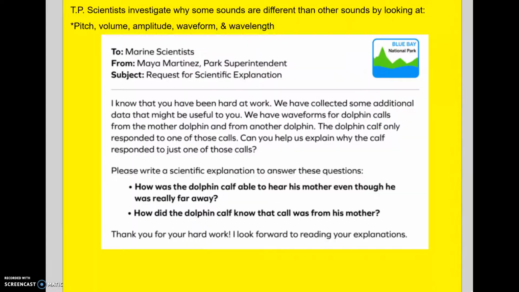It's kind of fun. Now we have another email here from Maya Martinez, the park superintendent. She's collected some extra data that might be helpful to us. They have 3 waveforms for dolphin calls, from a mother dolphin and from another dolphin. Now they saw that the dolphin calf only responded to one of those calls, and they're wondering why it only responded to one. So we're going to write a scientific explanation to help her. And we're going to answer these 2 questions. How was the dolphin calf able to hear his mother even though he was really far away? And how did the dolphin calf know that that call was from his mother?